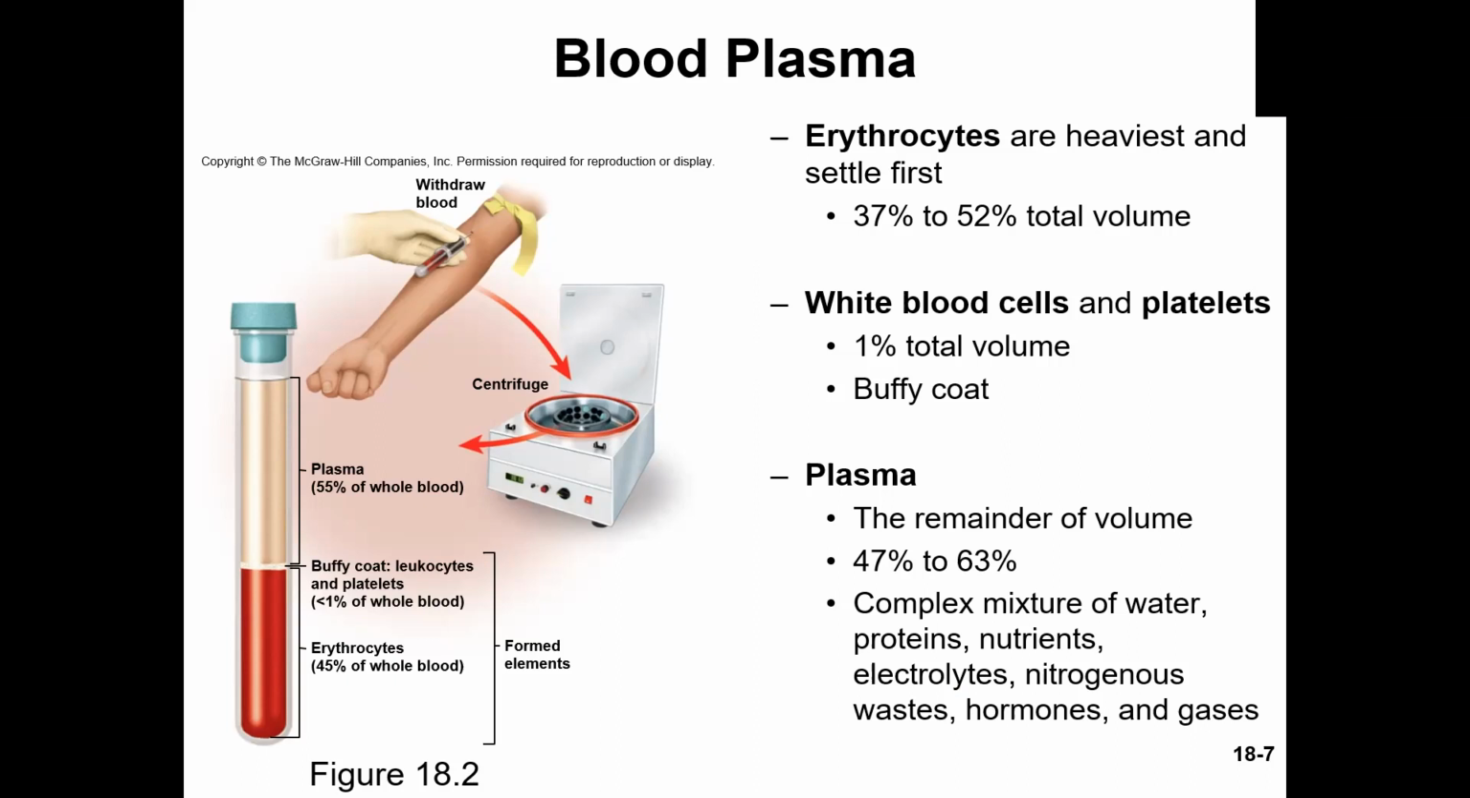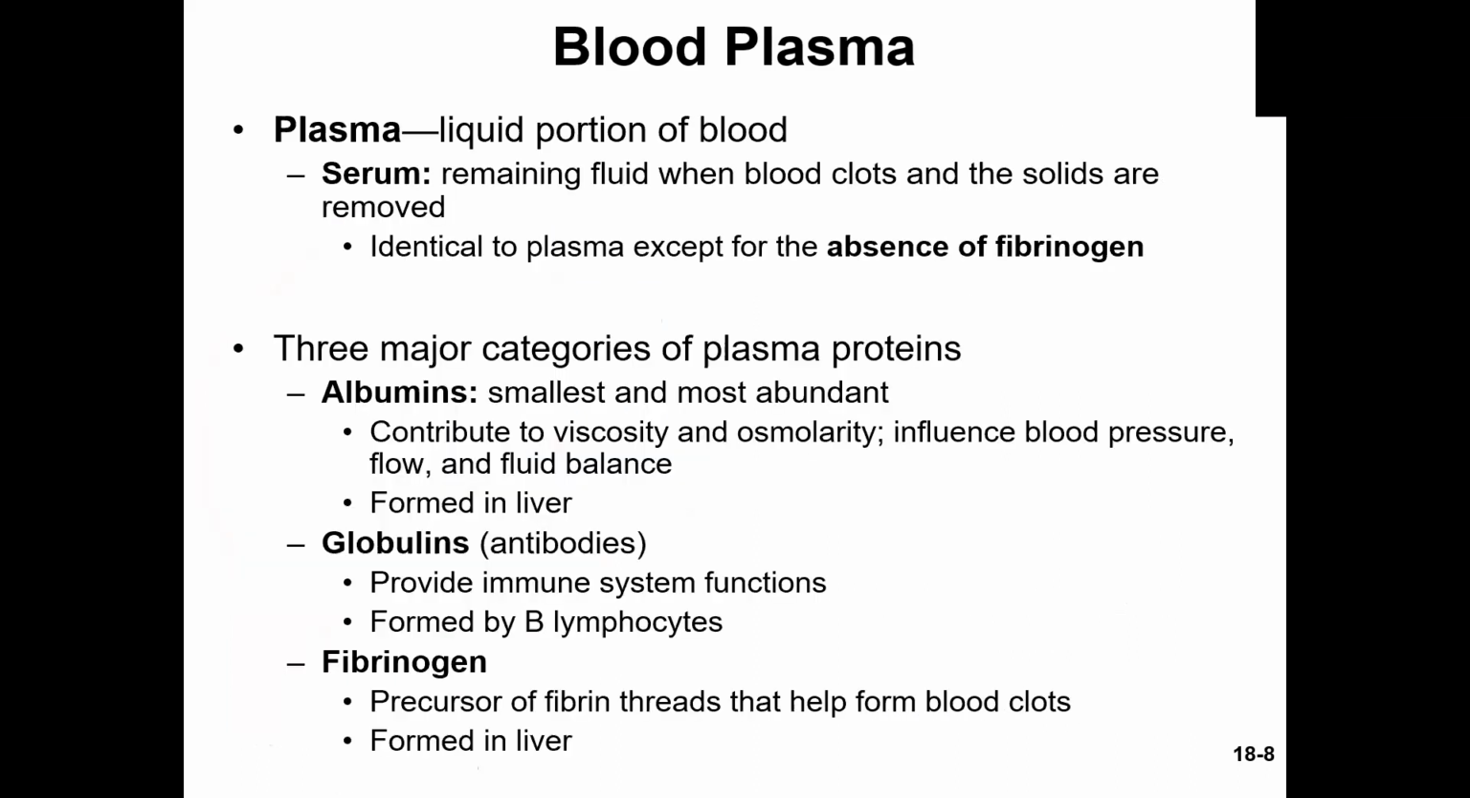Now, within that plasma, again, this is the matrix of blood that makes it connective tissue. It has water and proteins, nutrients, electrolytes, nitrogenous waste, hormones, and gases. The difference between serum and plasma is that serum won't have fibrinogen. Fibrinogen is going to be involved in blood clotting.